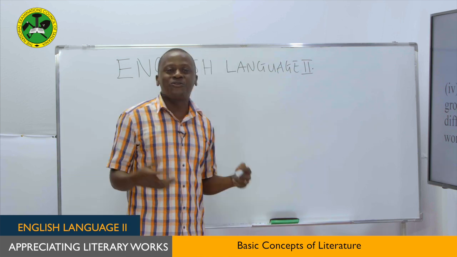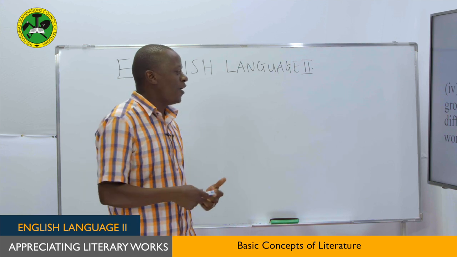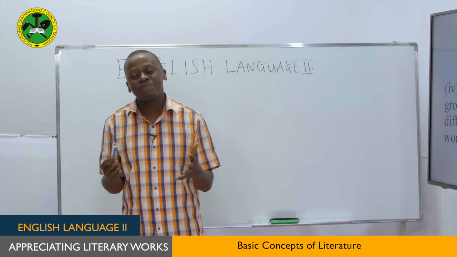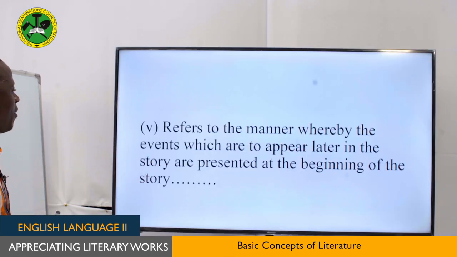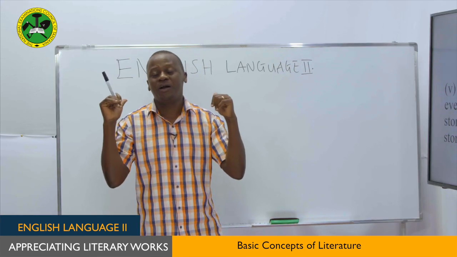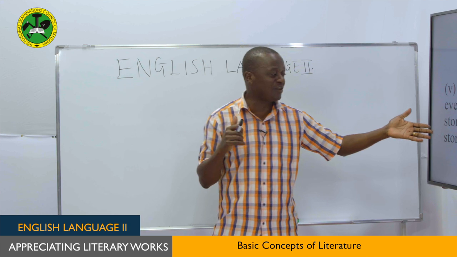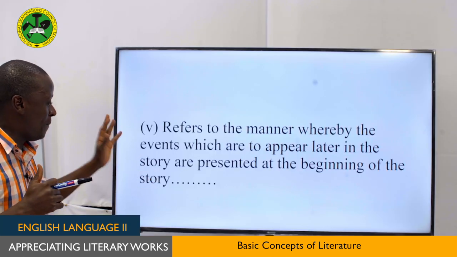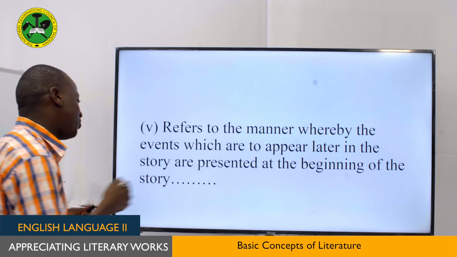Thank you. Students, welcome back to our second session. Now, our next question, which is number 5, or Roman 5, reads, refers to the manner whereby the events which are to appear later in the story are presented at the beginning of the story. Yes, if you recall very well from our previous lessons, it will be much easier for you to tell the concept that fits in here, which is a flashback.